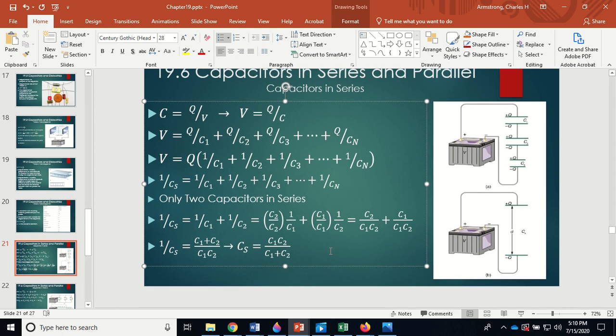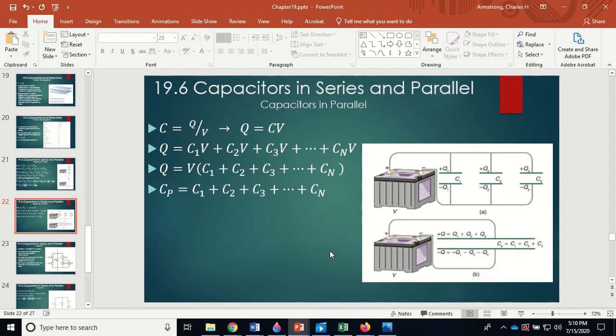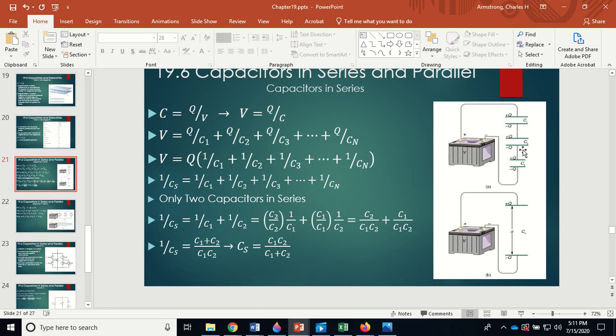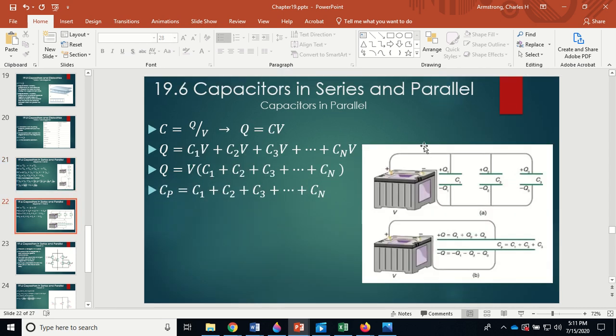Okay, now in parallel, it's even easier. All right, so in this case, it's going to be the voltage that's the same. See, these guys are in parallel. That means that you have a circuit here, but then you have a separate circuit here, and you have a separate circuit here. See, up here, all the capacitors are tied together. Okay, the circuit has to go through all of them. Here, you've got 3 separate circuits, okay?